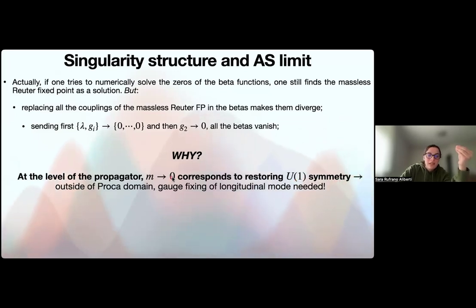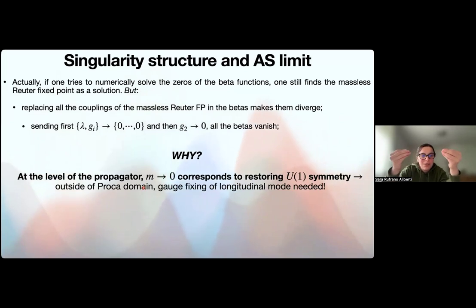So within this limit, we are outside of the Proca domain. And so the longitudinal mode goes from physical to unphysical, and it needs a gauge fixing term. We need to restore the gauge fixing term in the Lagrangian for this limit.